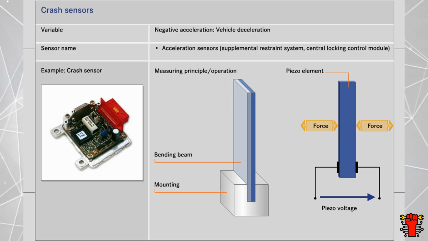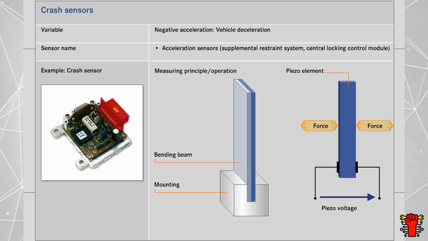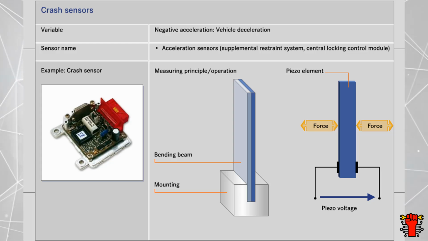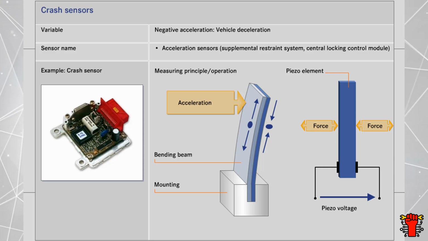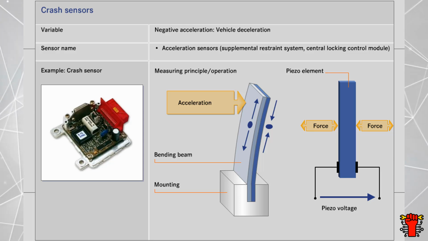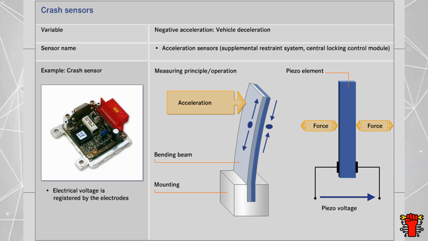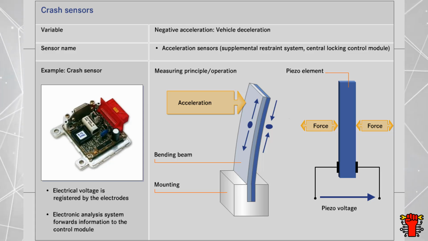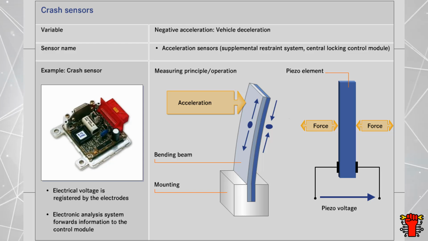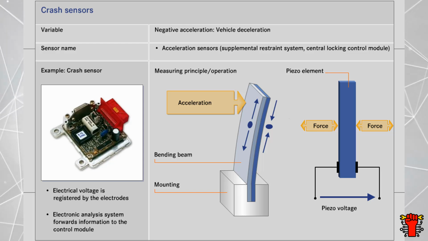Crash sensors have bending beams which consist of two piezoelectric layers with opposite polarizations. The acceleration causes the left half to extend. By contrast, the right half is compressed. The electrical voltage resulting from the bending action is picked off at the electrodes. The sensor's electronic analysis system sends the information to the control module.